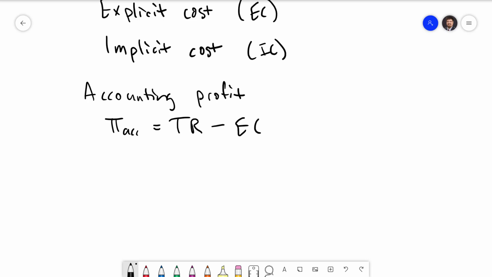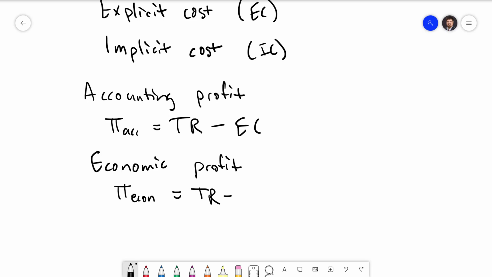The second way to think about profit is economic profit. Economists' jobs are to think about decision making, and therefore are going to take into account both the explicit and the implicit costs. So we're going to define economic profit as total revenue minus both the explicit cost and the implicit cost. This means economic profit is keeping track of the total opportunity cost.